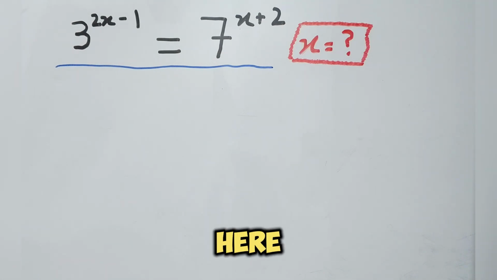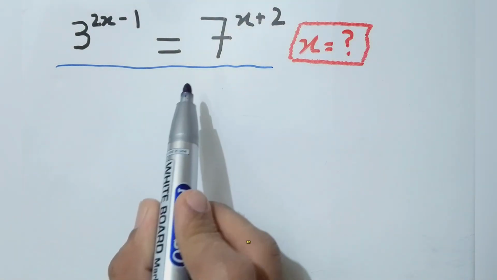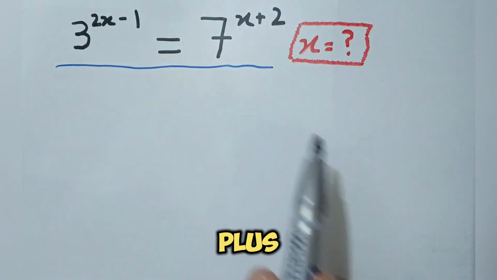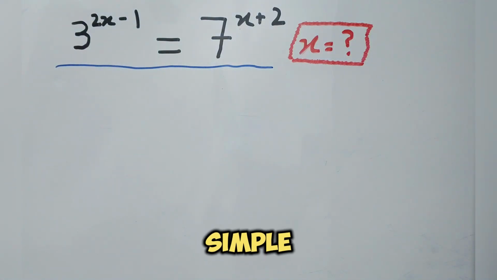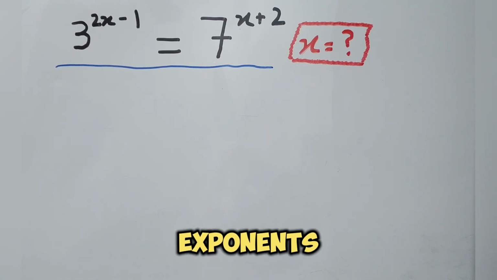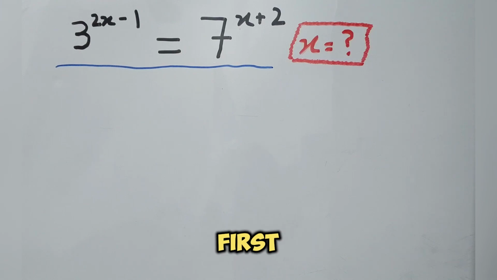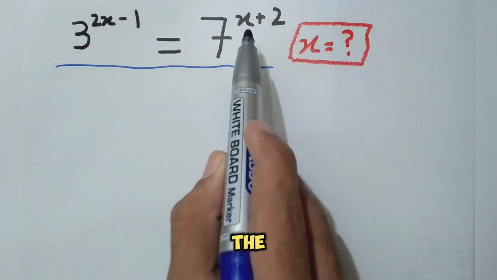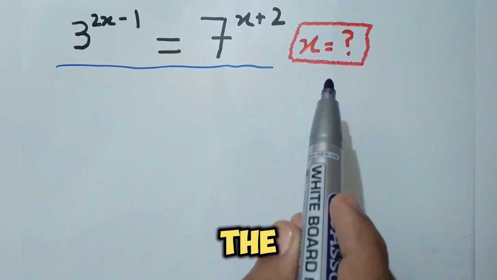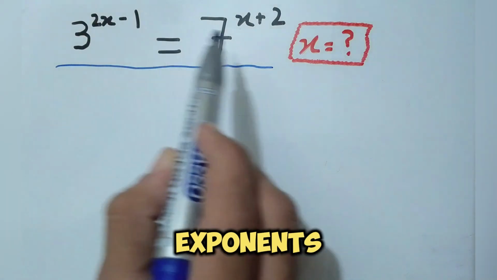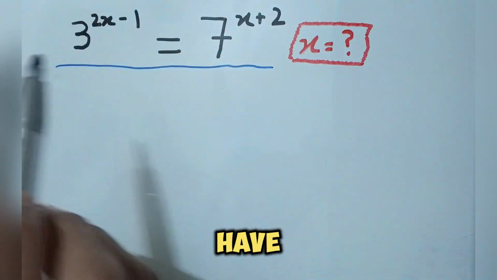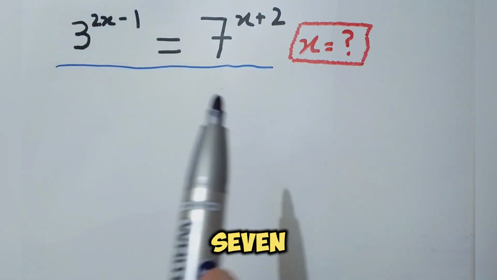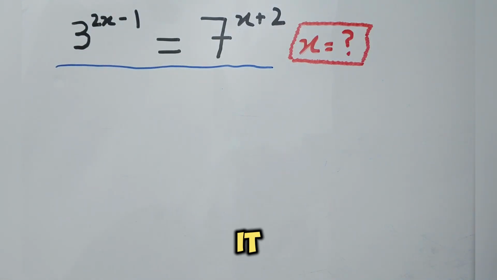Now, the problem here is 3 raised to the power 2x minus 1 is equal to 7 raised to the power x plus 2. It looks simple at first glance, but solving this will take us into the world of exponents and logarithms. Our goal is to find the value of x. But the problem is that we can't compare the exponents directly because we have totally different bases, 3 and 7. So, how do we solve it? Let me break it down for you.